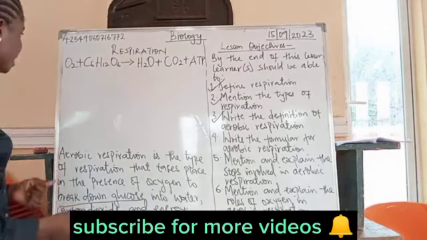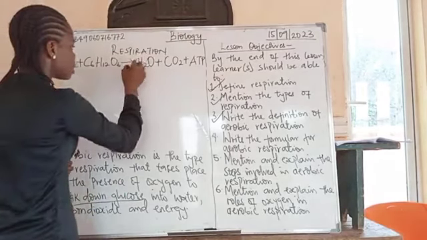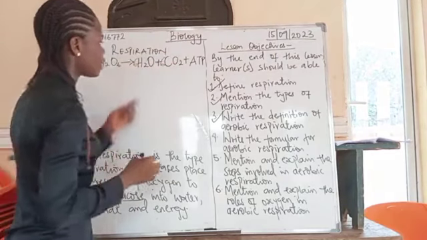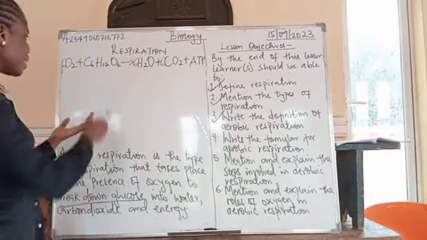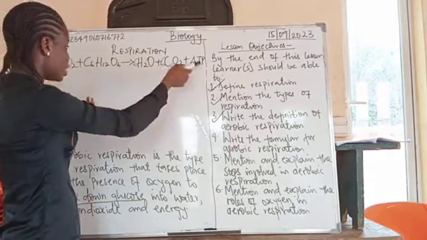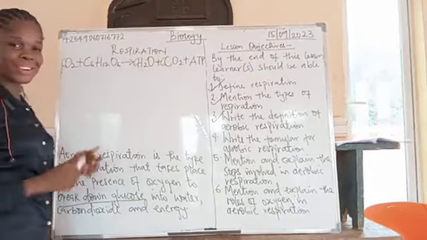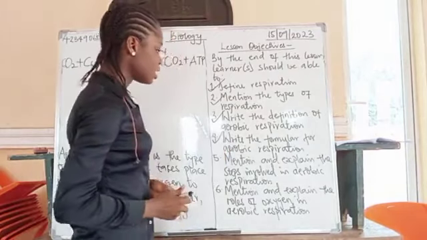And just to balance the equation, we should have 6 molecules of oxygen, 6 molecules of water, 6 molecules of carbon dioxide. So that is the formula for aerobic respiration. Glucose is broken down to water, carbon dioxide, and energy in the presence of oxygen. With this, we have arrived at our fourth lesson objective.